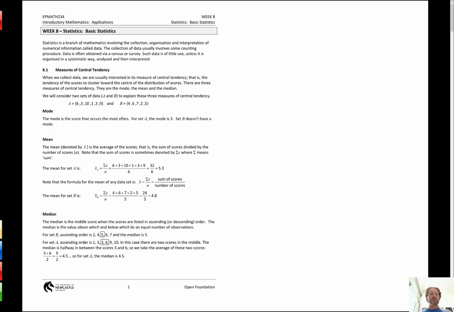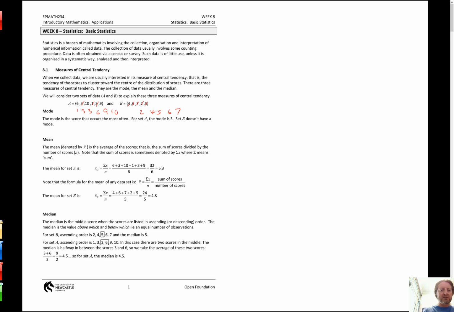Now what we normally do, you can see we don't have to, is put the scores in order. Like here, I'd rather rewrite this as 1, 3, 3, 6, 9, 10, and set B as 2, 4, 5, 6, 7. Just putting them in an order. I like to see them that way. But also, what's the most popular one?